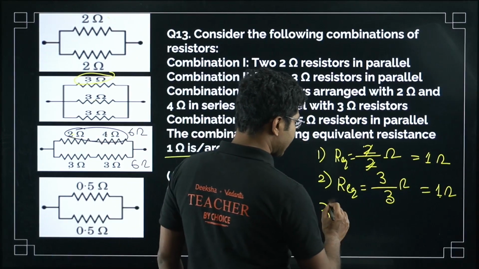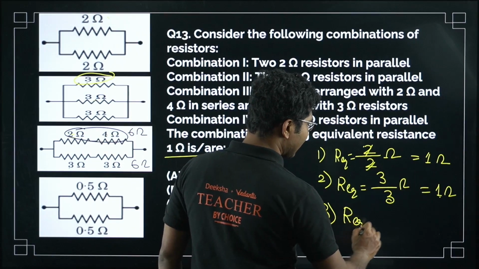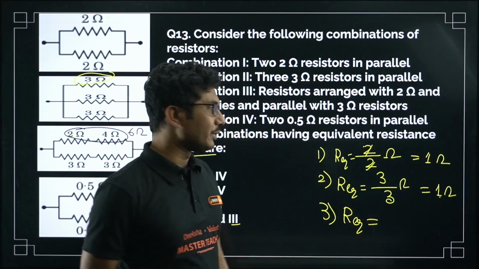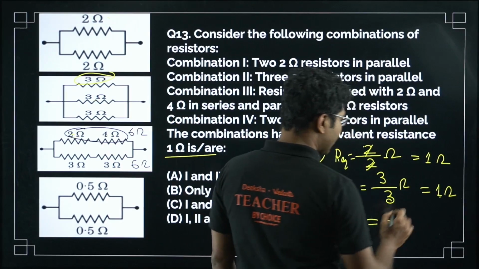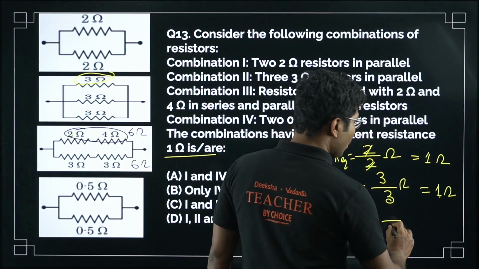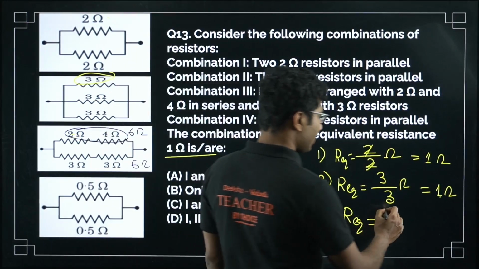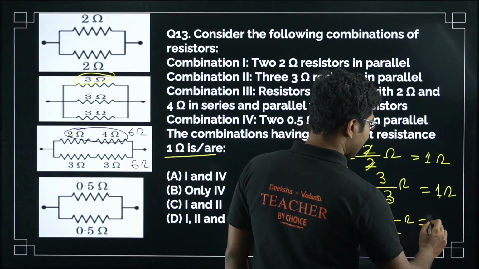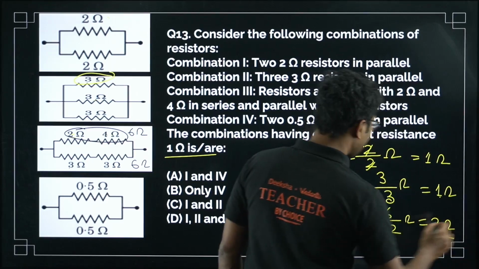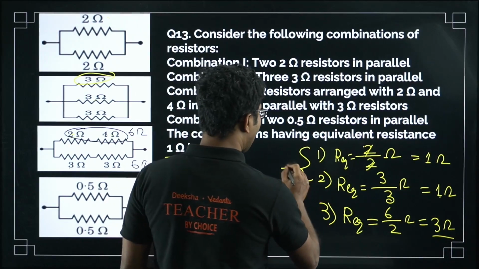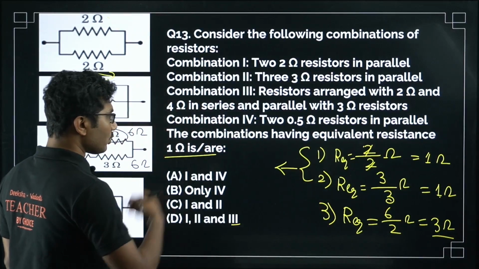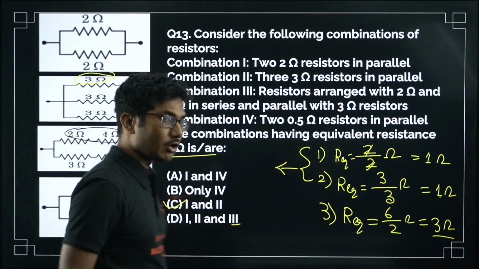So how many resistances are connected in parallel? Are they equal? Yes, they are equal. So we can use the shortcut formula. They are equal, and how many of them are there? 2 are there. What is the resistance of one? One has resistance 6. So the equivalent resistance is 3 ohm. So definitely only 1 and 2 will have a resistance equal to 1 ohm. So the correct answer is option C.